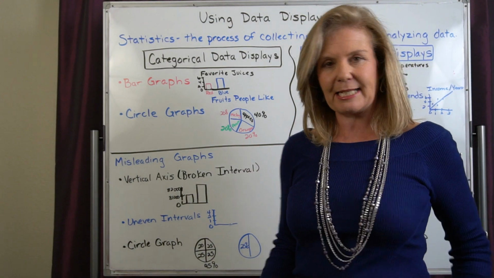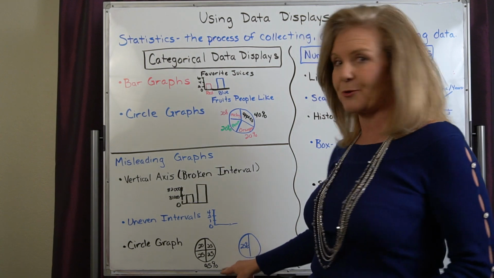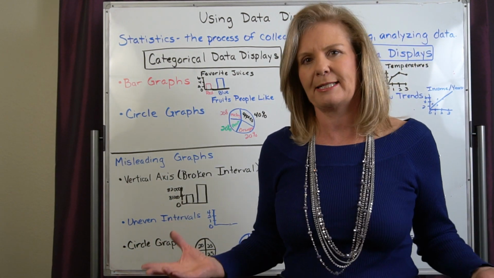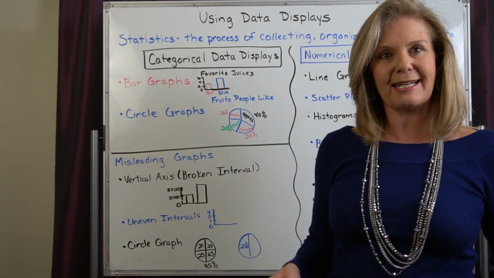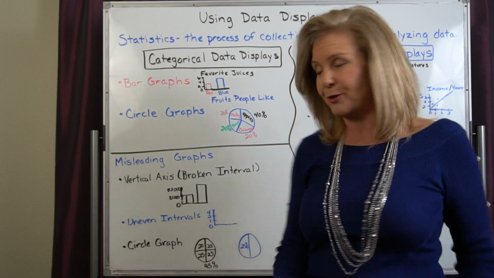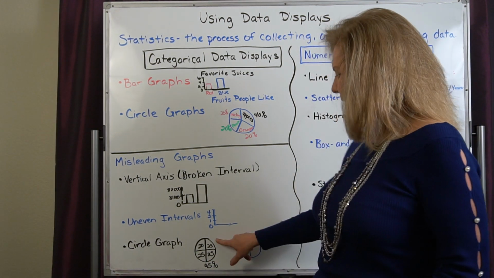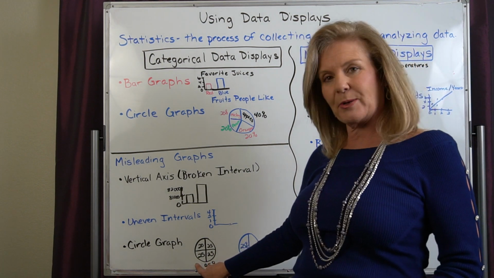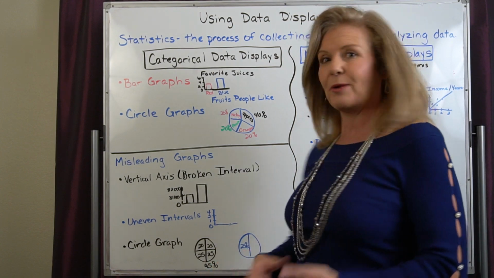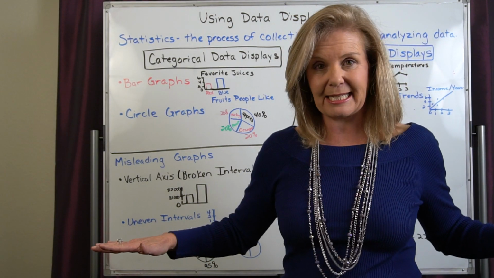Another place for misleading graphs, it's our circle graphs. So when we take a look at our circle graphs, we know a circle graph represents 100% of all the data. Well, number one, we got to take a look at the actual percentages. Do they add up to 100%? So if I look at this, it looks like I have 4 equal sections, and I have 25%, 25%, 25%, but then they only wrote 20%. When I add that up, that's only 95% of the data. That would be a misleading graph.